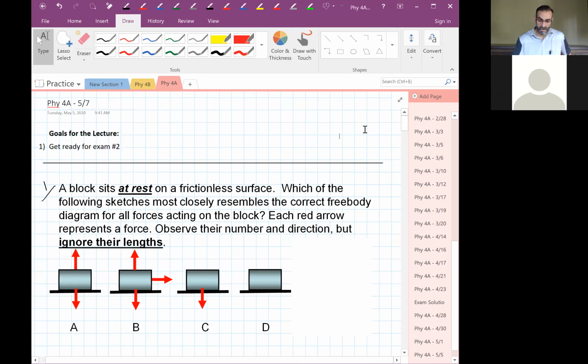So here's our first question. A block sits at rest on a frictionless surface. Which of the following sketches most closely resembles the correct free body diagram? Each red arrow represents a force. Question about free body diagrams.